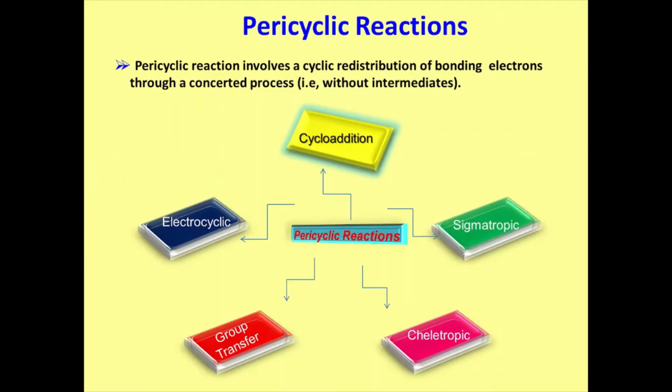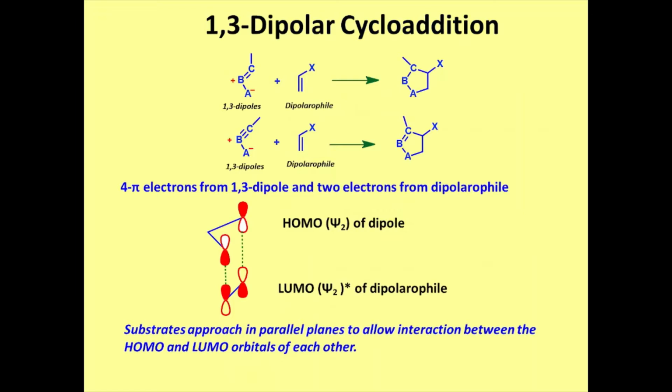So as I said in the beginning of the pericyclic reactions, we are focusing on the cycloaddition reaction, and as we know, the pericyclic reaction involves the cyclic redistribution of bonding electrons through a concerted process, and therefore we don't need intermediates to be formed in these reactions. That's why these are quite fast in rate compared to the other reactions. So we follow on the cycloaddition reaction of these several topics that can cover the pericyclic reactions.